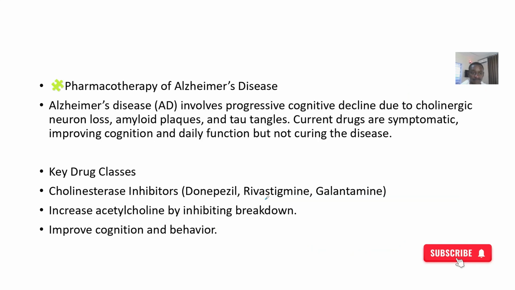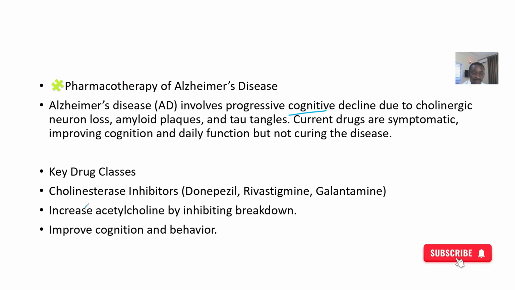Okay, so going to Alzheimer's disease now. For the pharmacotherapy, we said that it just involves progressive cognitive decline due to cholinergic neuron loss or amyloid plaques or tau tangles.